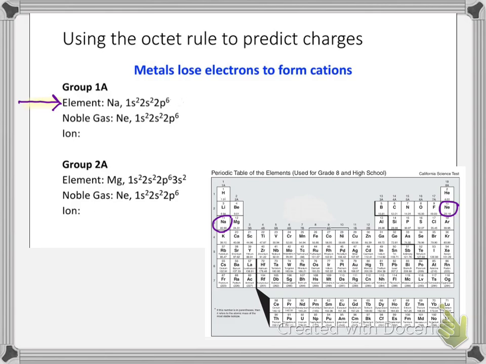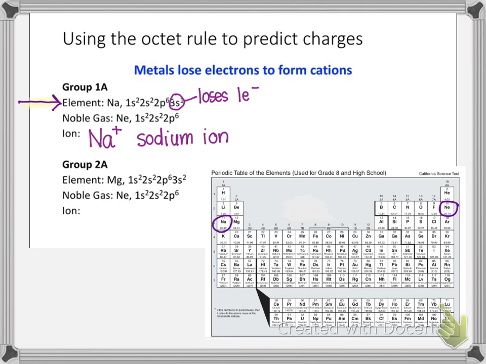And you can see it when I write it over. So I'm going to write, this 1 electron, it's going to lose it. And when it loses 1 electron, it becomes a +1 charge. So it becomes Na with a +1. And the cations are named the same as the element. So this is a sodium ion.